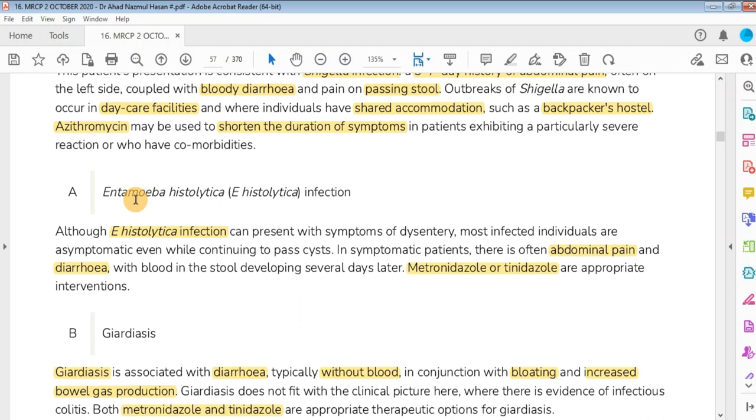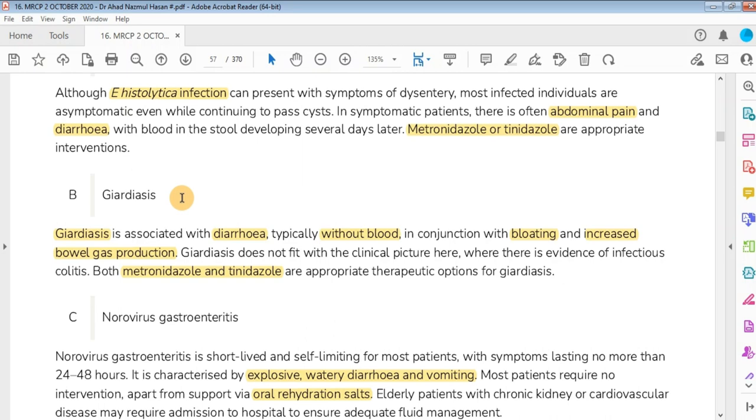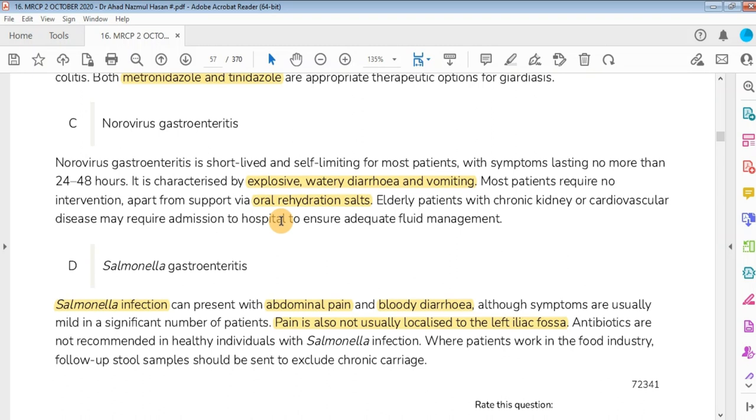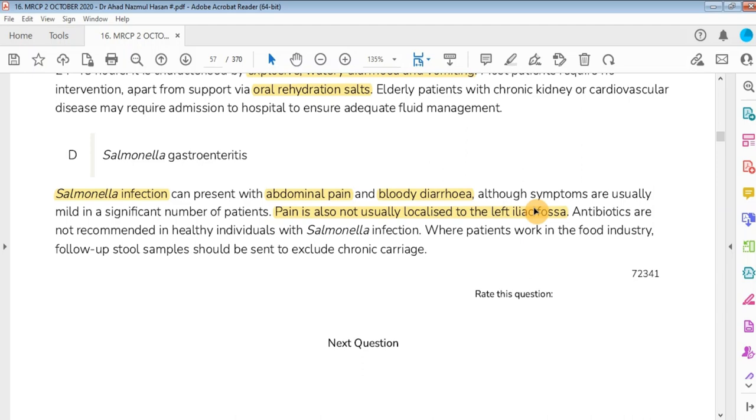And in case of Entamoeba histolytica, the patient will have a long incubation period with bloody diarrhea. Giardiasis, long incubation period plus non-bloody diarrhea with features of malabsorption. Norovirus gastroenteritis is the most common cause of gastroenteritis in the adult population, and the patient will come with explosive diarrhea and projectile vomiting. Salmonella won't have the left iliac fossa pain.